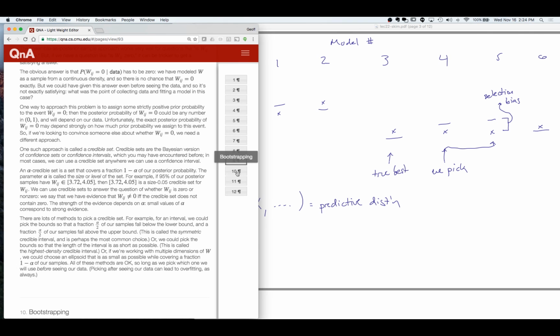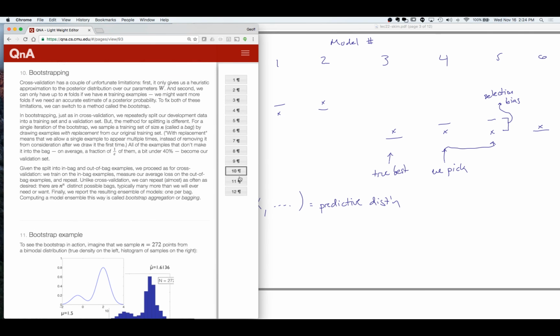All right, so let's move now to talking about the bootstrap. And the point of the bootstrap is to get around a couple of limitations that cross-validation has. The first is what I talked about before, that cross-validation only gives you a heuristic approximation to the posterior distribution over parameters. The second is maybe a smaller problem, but it can be a problem nonetheless, which is that there's a limit of n folds if we have n training examples. We can't split our folds smaller than one training example per fold.